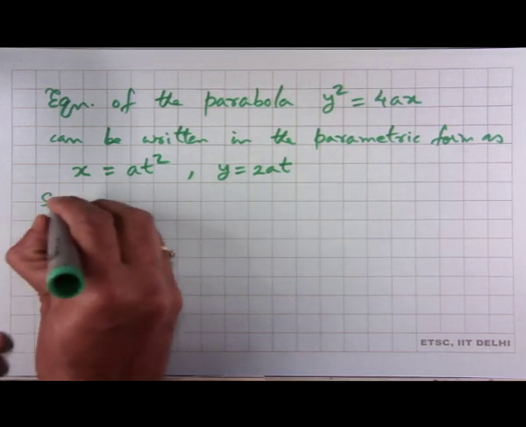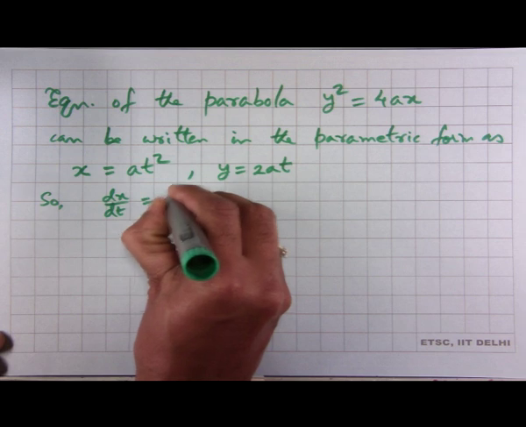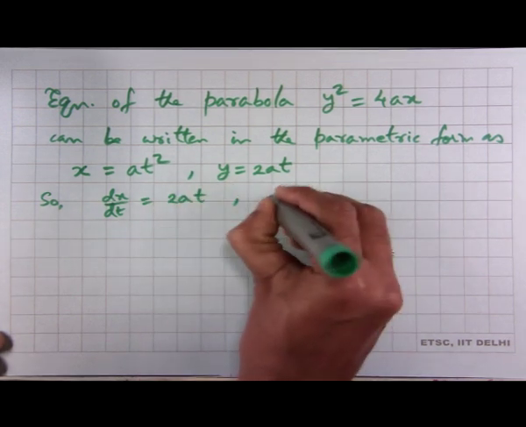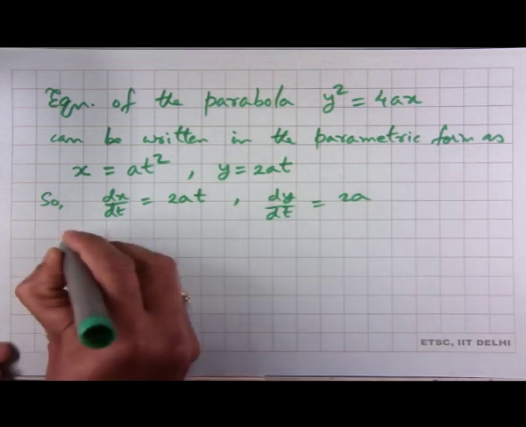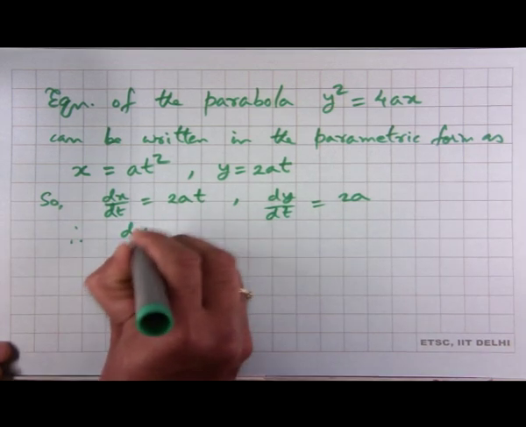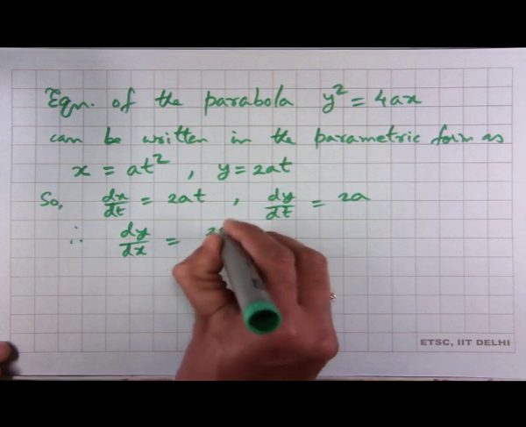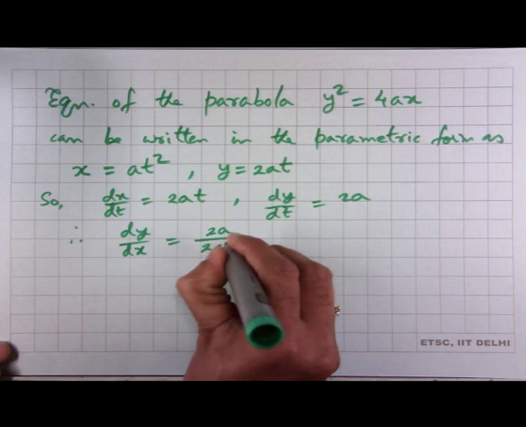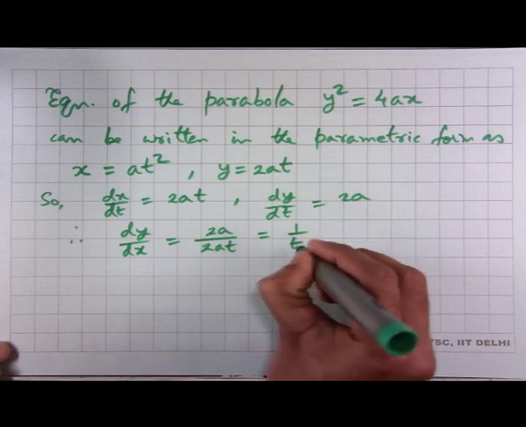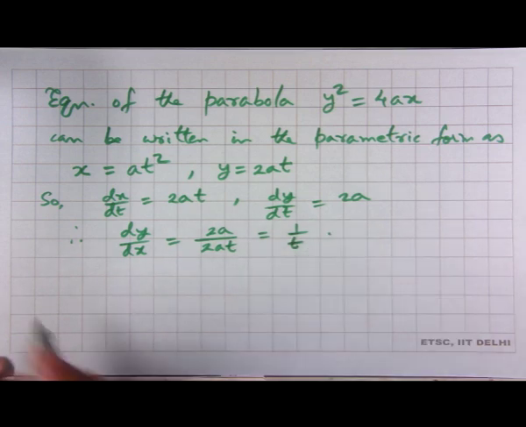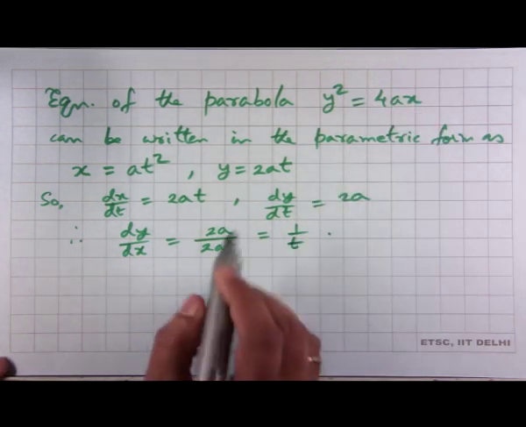So, to find dy dx, dx dt is equal to 2at and dy dt is equal to 2a. This implies therefore, dy dx is equal to dy dt divided by dx dt, which is 2a divided by 2at, which is equal to 1 by t. Right. This is the derivative in terms of the parameter t. We could have also calculated directly here.